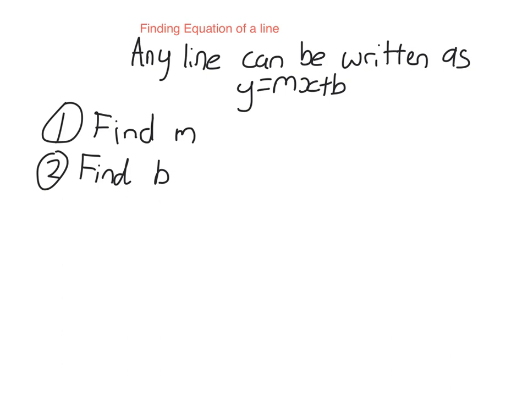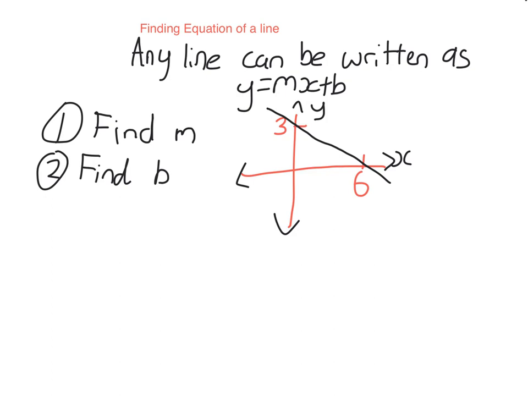So let's first look at what we would do if I have a graph. Let's look at this graph here. I'm trying to find the equation of this black line here. I want to find what equation I would graph that looks exactly like that. So I'm just going to follow the steps. My first step is I need to find m.